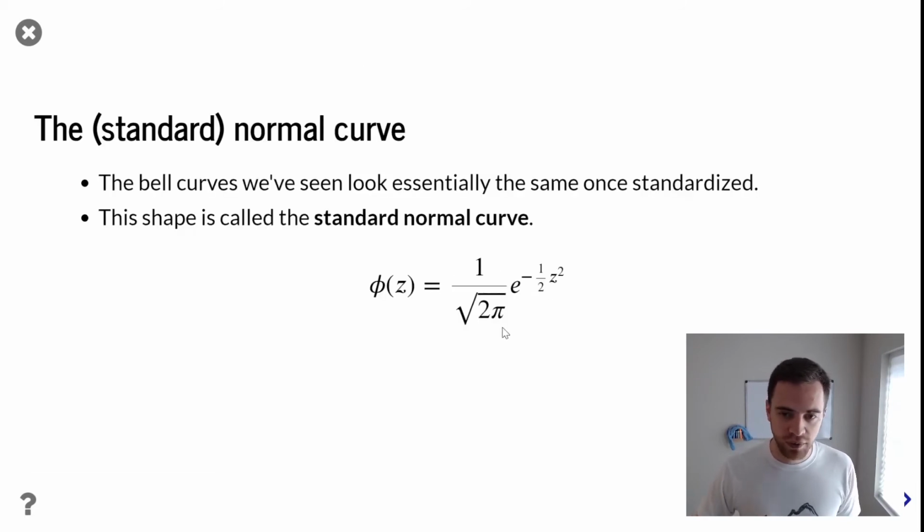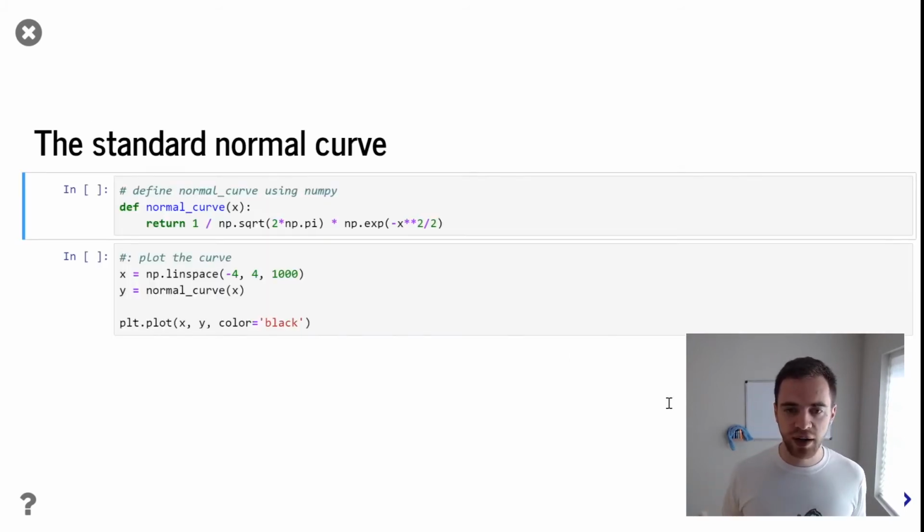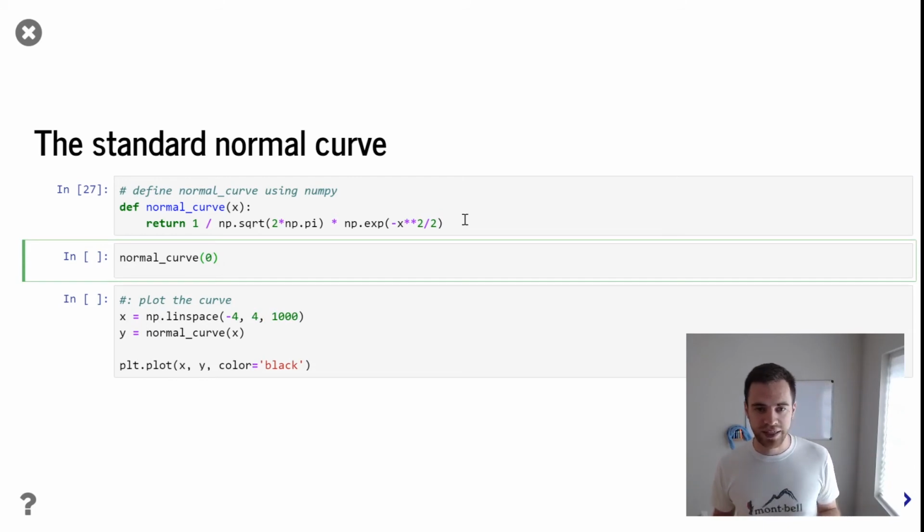It's 1 over square root of 2 pi, then I take e to the power minus 1/2 z squared, where z is the input to my function. So let's try to plot that. I've written a Python function here, which just returns the value of the standard normal curve at any point x. So for instance, if I say normal curve of 0, what do you think it's going to be?